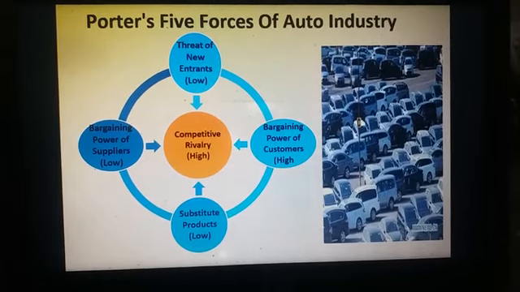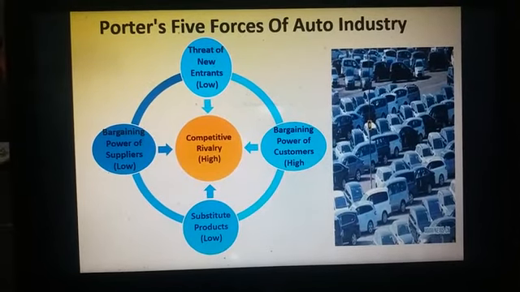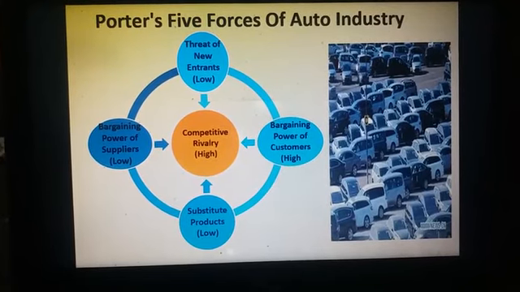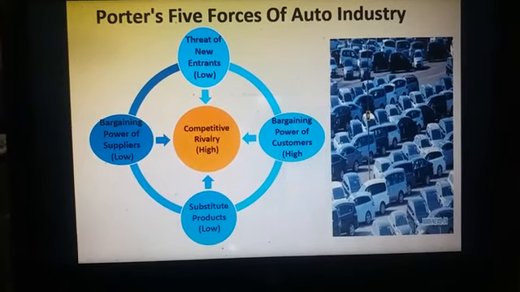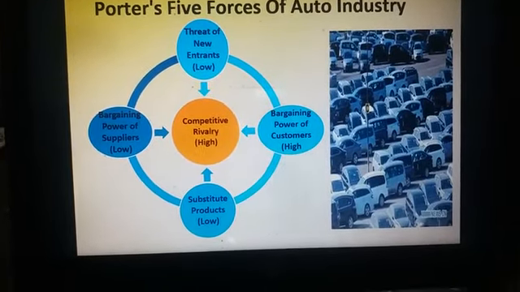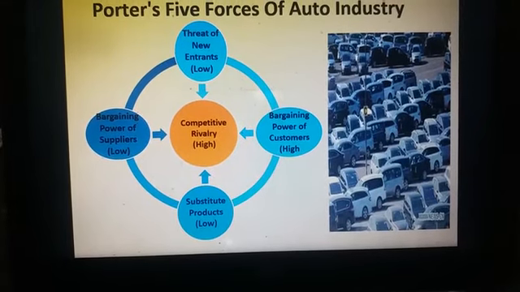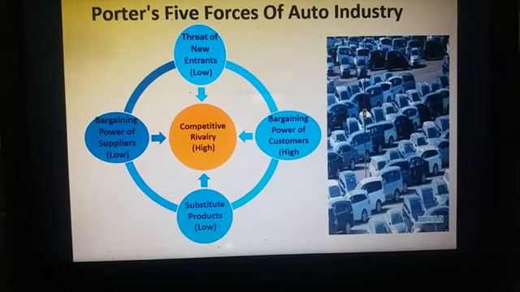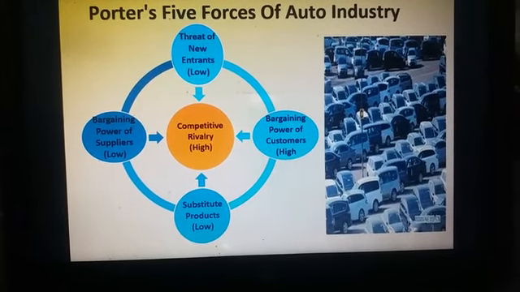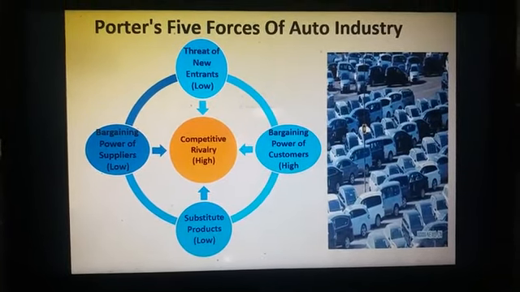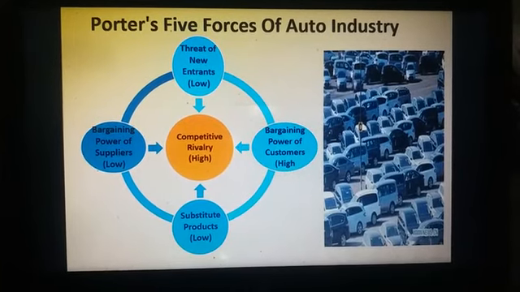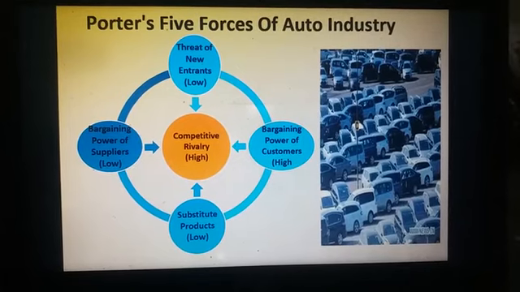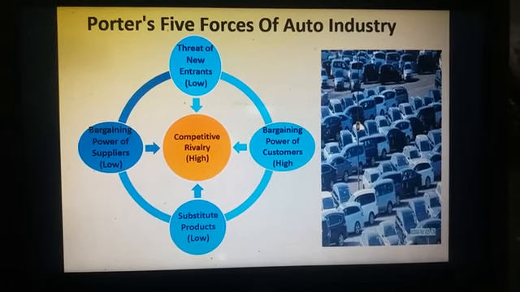Next is threat of new entrants. Threat of new entrants in case of the automobile industry would be very less because it takes time, number one, number two, cost, number three, legal laws and regulations. There are other factors also which you need to take care of. So threat of new entrants is quite low in case of the automobile industry. Kia came into the automobile industry recently, but it's flourishing like anything, right?